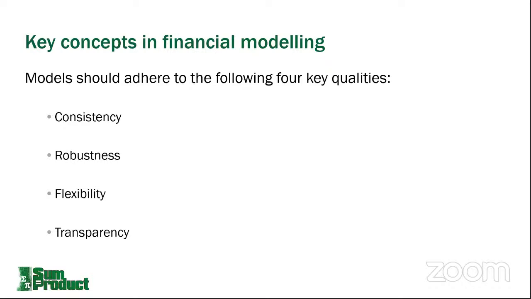The idea is that if you're trying to work out, is your model a good model? Is it a professional looking model? Rank it against these four characteristics. Is it consistent? Is it robust? Is it flexible? Is it transparent? And if what you're doing is moving closer to being more consistent and more flexible and so on, then you're building a better financial model as a result. So what do these things actually mean? Let's go through them one at a time.